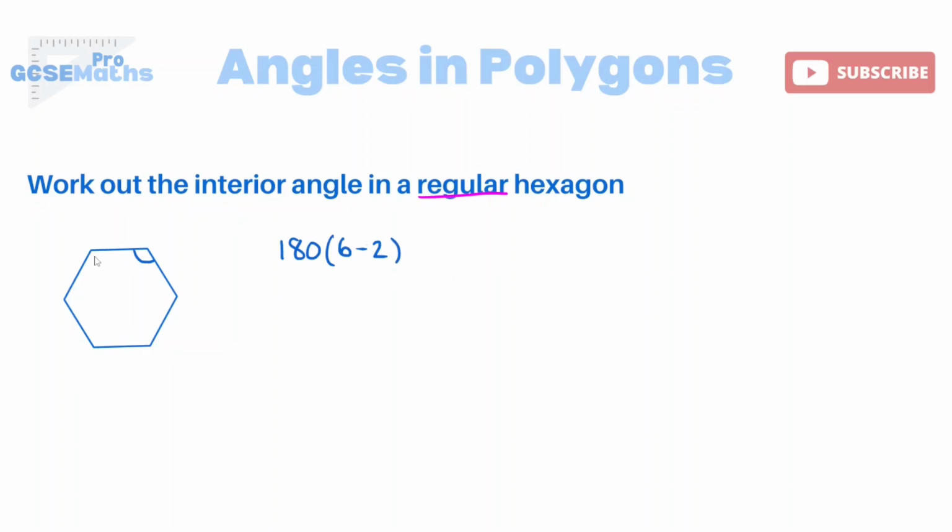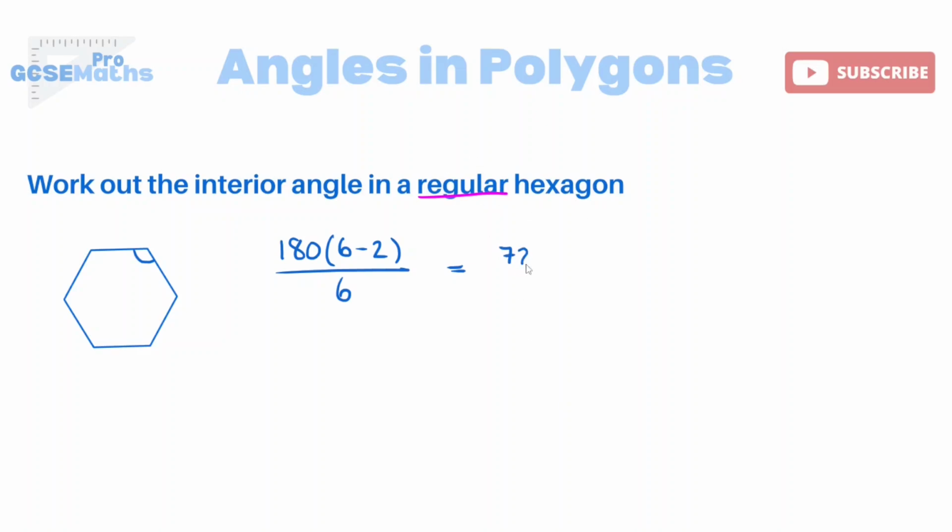Now that would give me the total of all 6 angles, but I actually only want to know 1. And because I know that all of the angles, being regular, are equal to each other, they're all equally distributed, I can just divide this total by how many angles or sides there are. There are 6. So it's the same formula, I've just added this extra bit to work out just one angle when it's specifically a regular polygon.